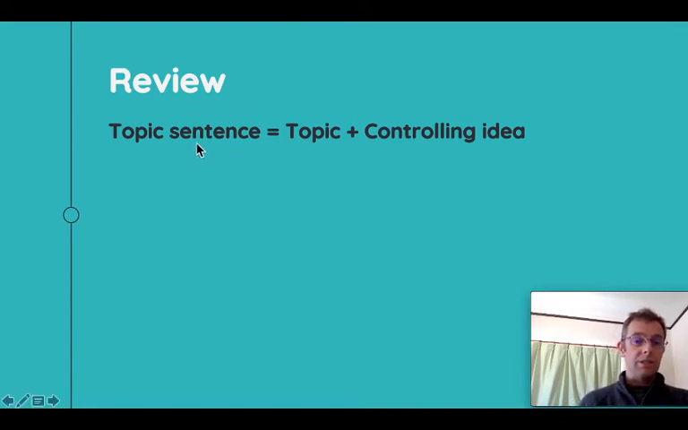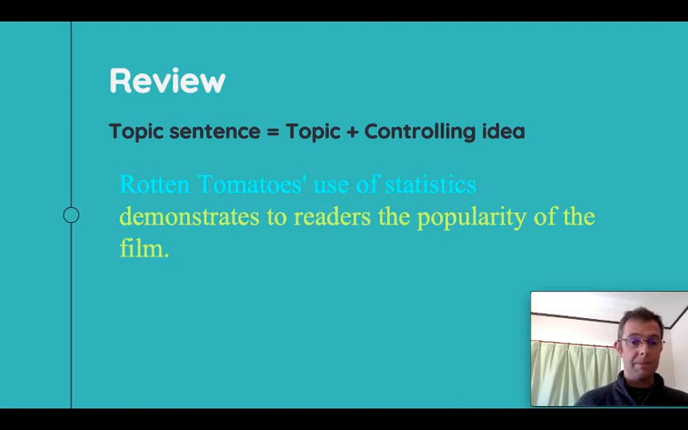We need solid topic sentences, and solid topic sentences have a topic, or the subject, what this paragraph is going to be about, and a controlling idea, which is the point you're trying to make. So here's some examples. Rotten Tomatoes' use of statistics demonstrates to readers the popularity of the film. And so Rotten Tomatoes, a film review site. We've got the topic, Rotten Tomatoes' use of statistics, and then the controlling idea, which is the point this writer is trying to make. Demonstrates to readers the popularity of the film.